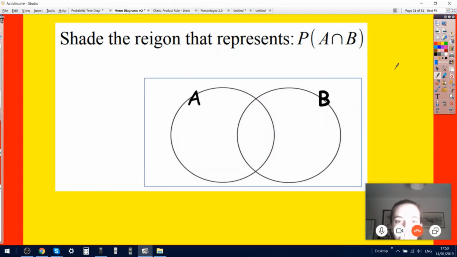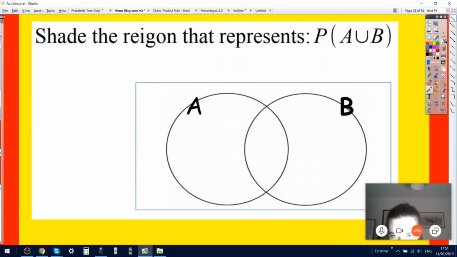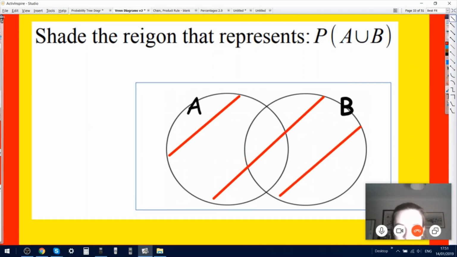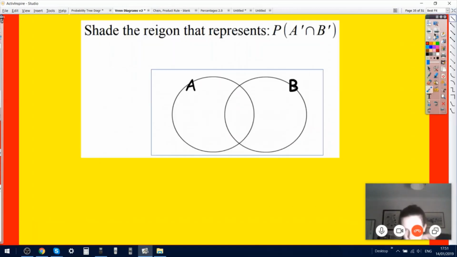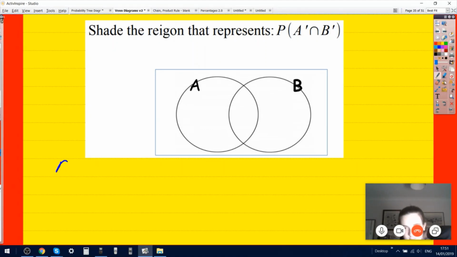Where do I shade? The middle, the intersection. Yeah. Where do I shade? Everything except the outside. Yeah, left, middle, and right. Okay, so this one, where do I shade? And it might be easier to list the regions first. So not A, not B. The outside. Yeah, it's the outside, fine.